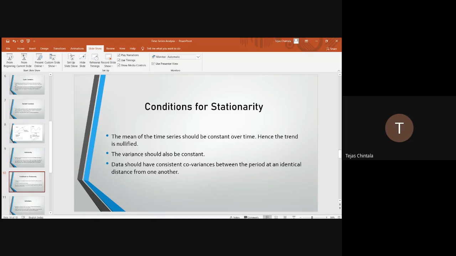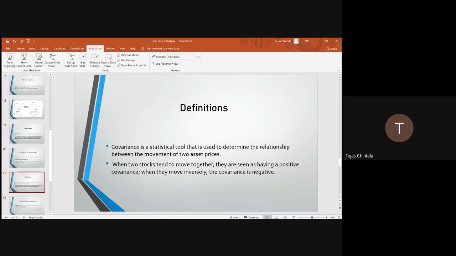Second point is the variance should also be constant. There shouldn't be any change in the value of the variance as the graph proceeds. And the data should have consistent covariances between periods at an identical distance from one another. Some of you might be confused about what covariance is, so we'll move forward to some definitions of covariance.